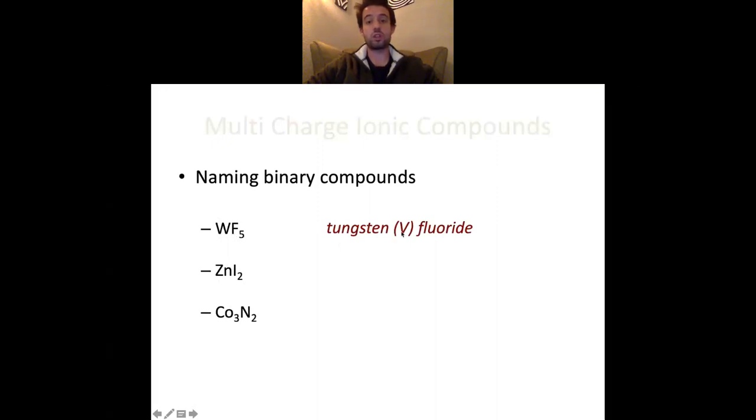WF5 will be tungsten(V) fluoride. In this case, tungsten can have more than one possible ion, so we're going to put a V there. That V stands for a charge of 5+, because if we actually break this up, we know fluorine has a charge of 1-, and we know that there are 5 of them. So in order for one tungsten to balance out 5 negative charges, our tungsten has to have a charge of positive 5. Hopefully that makes sense how I found out that tungsten has a charge of positive 5.